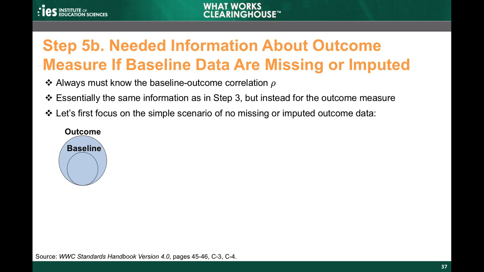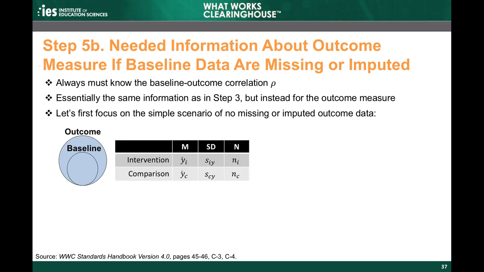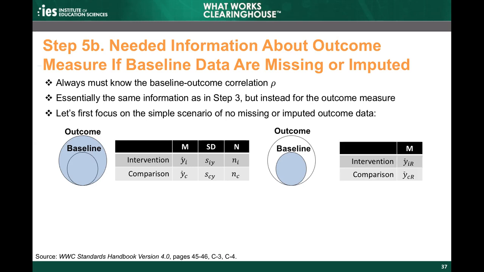So graphically, this situation would look like this, where we have complete outcome data for all participants in the analytic sample, but observed baseline data for only some of the participants. We need to know the following information about the outcome measure. We need to know the descriptive statistics, the means, standard deviations, and sample sizes separately by condition for the outcome measure. And then, for the complete case sample, that is, participants that have both observed baseline and observed outcome data, we need to know just the means for the outcome measure separately by condition.